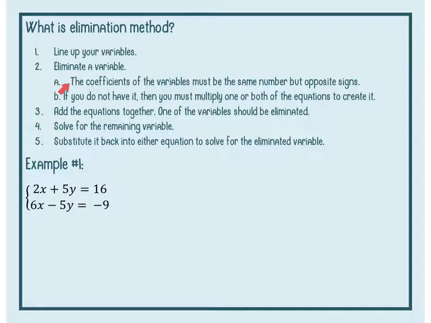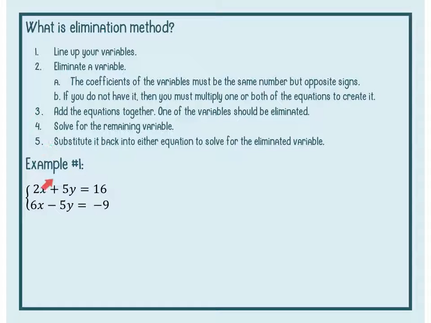So sometimes with A, we already have a positive and a negative. And if we don't, we'll go to B, but we'll do that in later questions. We're going to add the equations together. One of the variables should be eliminated. Once we add the equations together, we're going to solve for the remaining variable, and you'll see what we mean by that. Once we solve for one variable, we plug it into the other equation to solve for the eliminated variable.